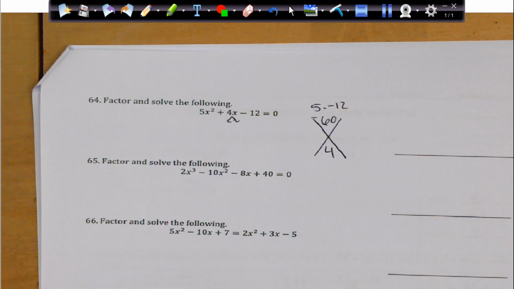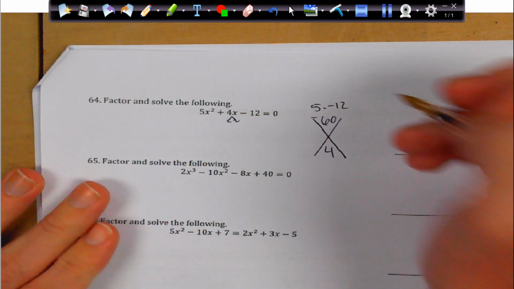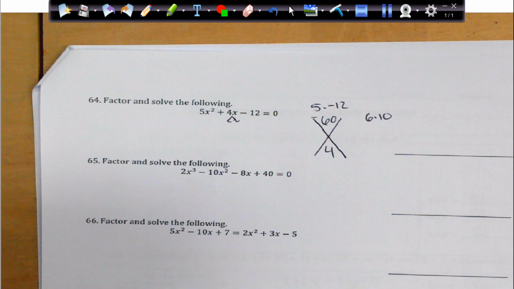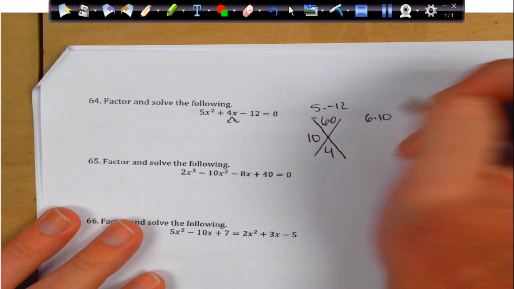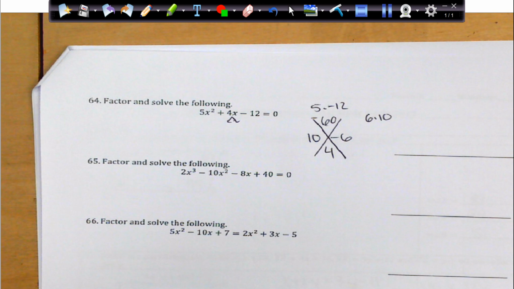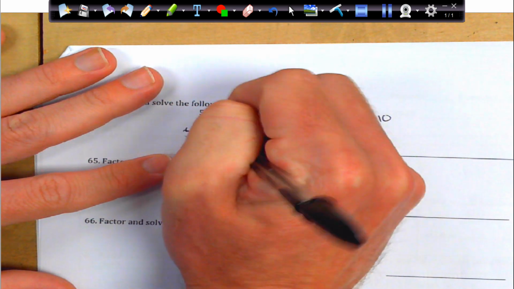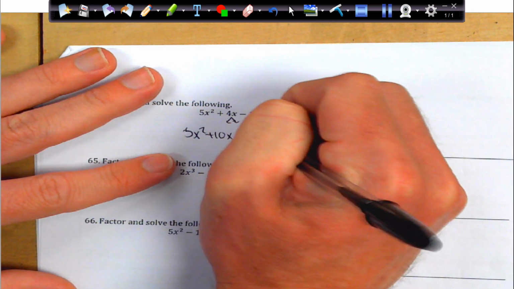So this is where you want to start just kind of guessing some numbers that you think might work. 6 and 10 is the first one that comes to mind, and they do have a difference of 4, so I'm actually going to go with that. Positive 10, -6. My answer isn't 10 and -6, so we have to split the middle term here. So we get 5x squared plus 10x minus 6x minus 12.